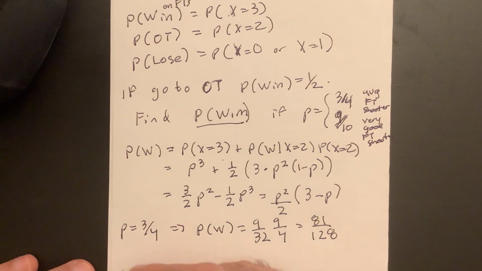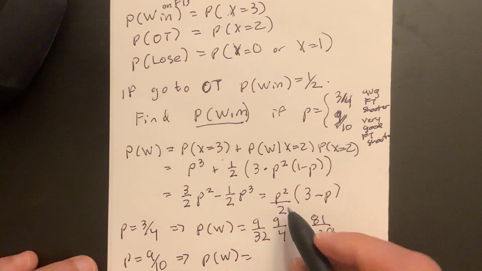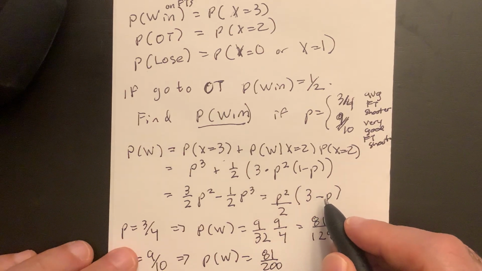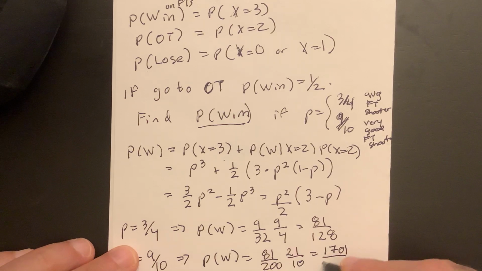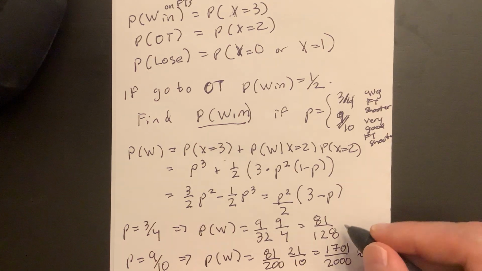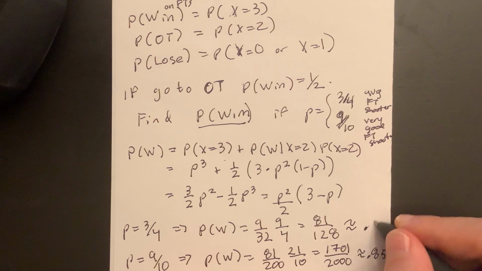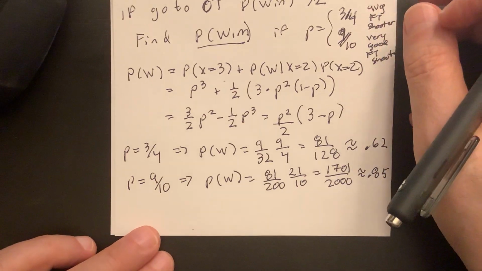And if p is 9/10, we get P win equals, let's see, it would be 81 over 200. And here I would have 21 tenths, which is equal to, let's see if I did this here. Yep, 1701 over 2000. All right, so this is approximately 0.85, so we get a better feel for this. And the other looks like approximately 0.7, or, yeah, even less. So 0.62, something like that. So a much better chance with a good foul shooter there.